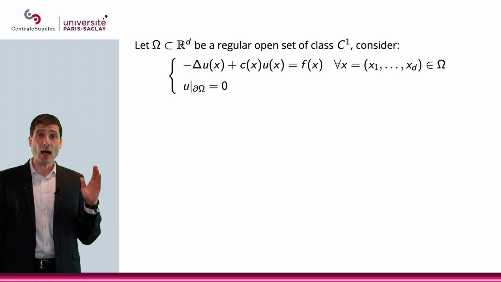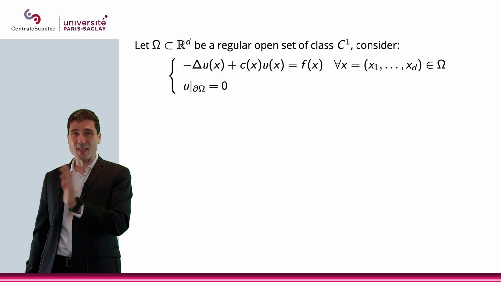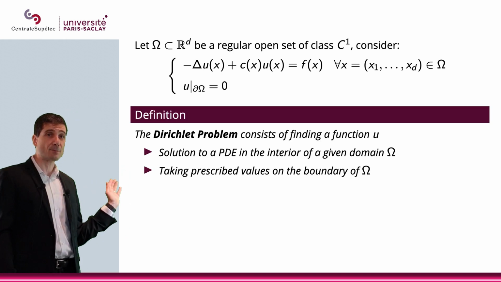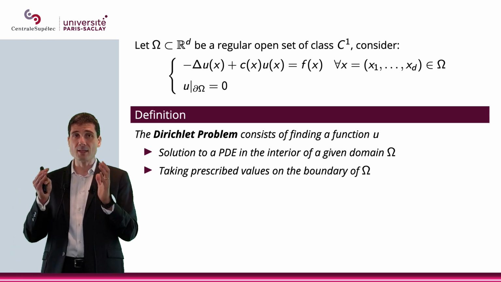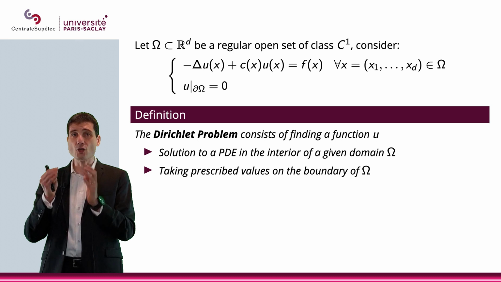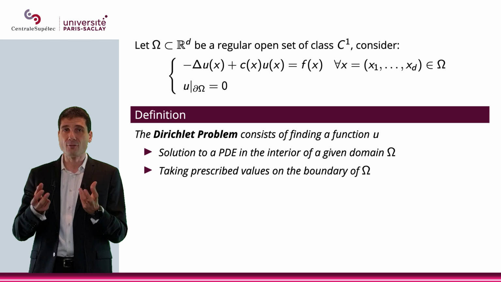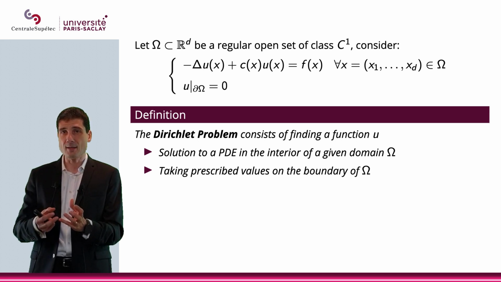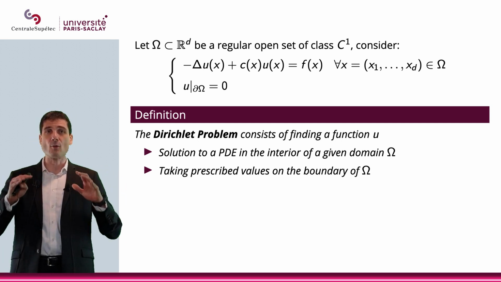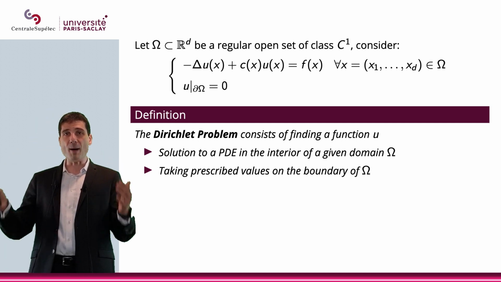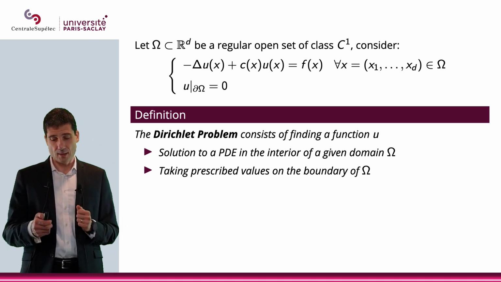All right, so before we actually tell you what we're going to do in the next videos, I would like to say that this problem is called a Dirichlet problem. And what is a Dirichlet problem? It's basically finding a function u that is given by a partial differential equation inside of a domain, so in the interior of a domain omega, an open set, and that is taking a prescribed value on the boundary. So that is what we call a Dirichlet problem.